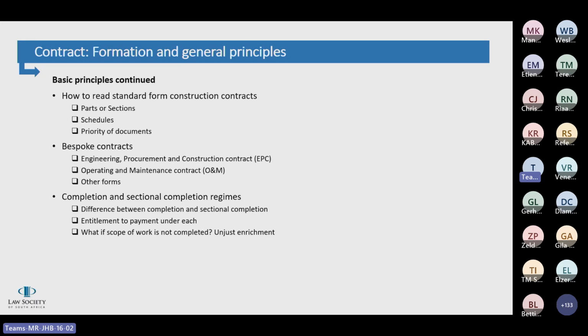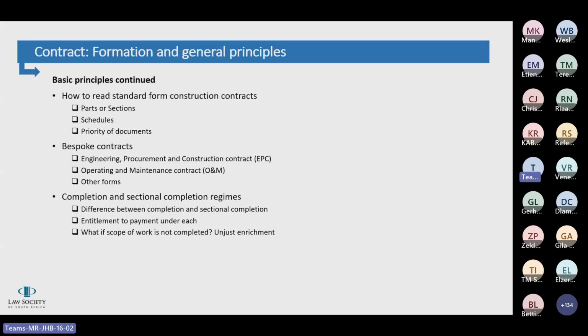Then another important document that forms part of construction contracts is the bill of quantities. It also depends on what type of pricing the parties agree to, but if it's a remeasurable contract, you will find the bill of quantities that sets out an itemized list of the materials, the labor, and equipment that's required to perform the work.